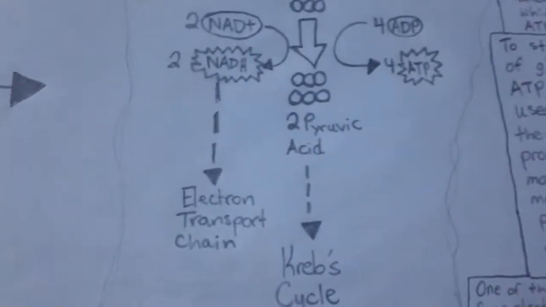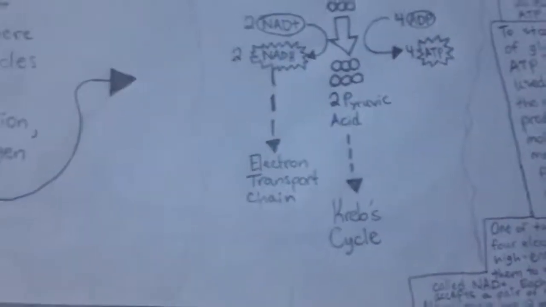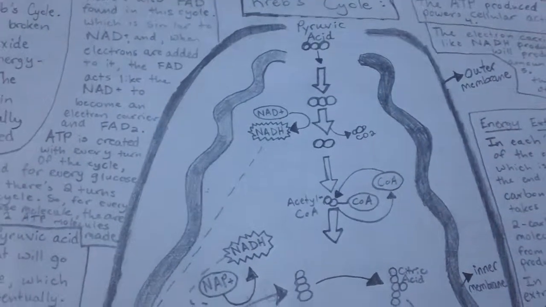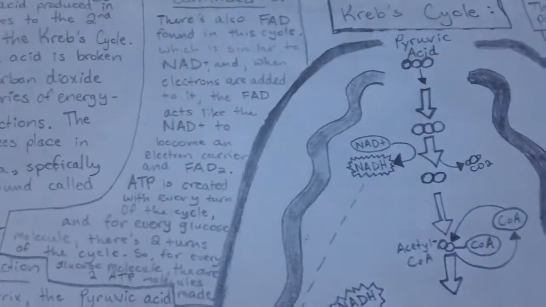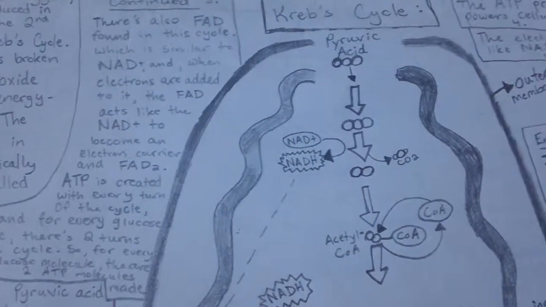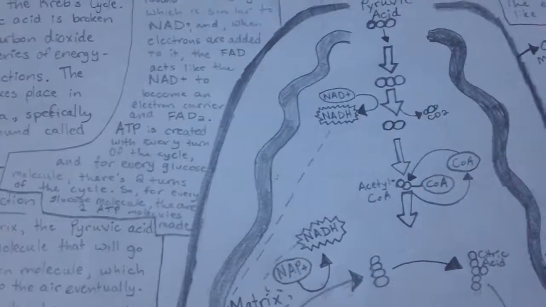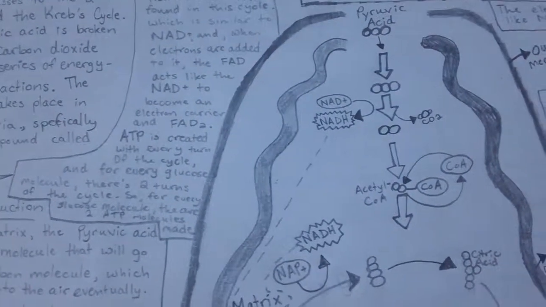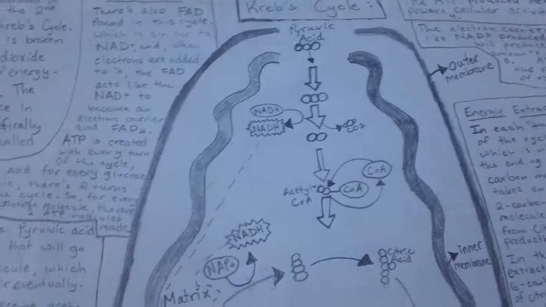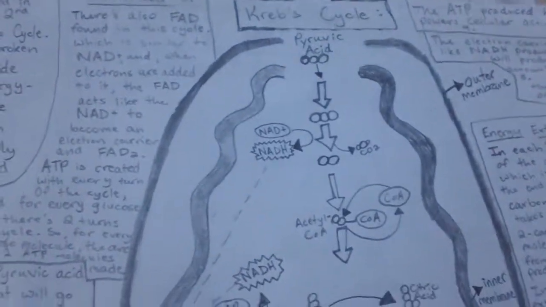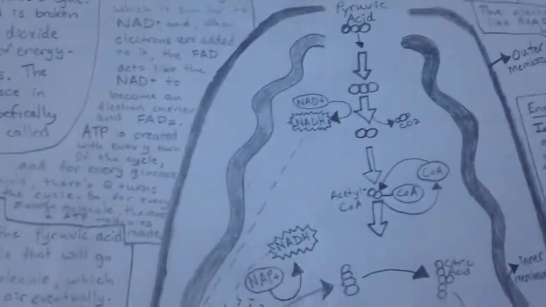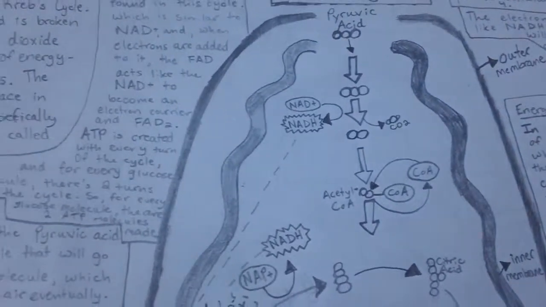Now, with your 2 pyruvic acids, we're going to go down to the Krebs cycle. And this is a Krebs cycle, which happens in a mitochondria. Yes, in a mitochondria. When introduced to oxygen, the pyruvic acid produced in glycolysis passes to the second stage. In here, pyruvic acids are broken down into carbon dioxide through a series of energy extracting reactions. The Krebs cycle takes place in the mitochondria, specifically the inner compound called the matrix.